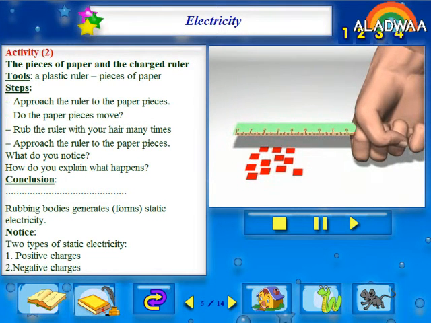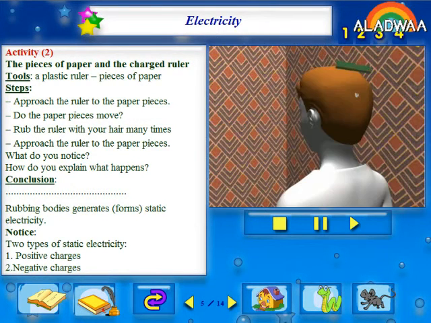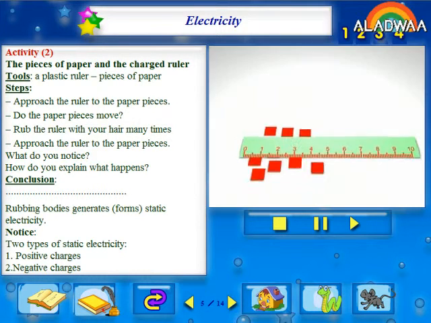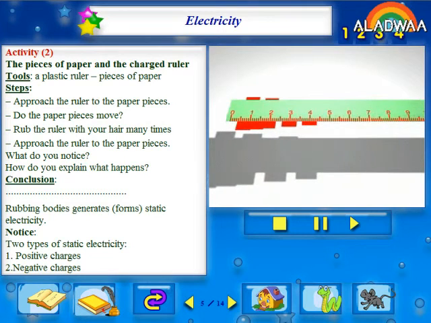Do the paper pieces move? Rub the ruler with your hair many times. Approach the ruler to the paper pieces. What do you notice? How do you explain what happens? Conclusion. You notice the attraction of the paper pieces only to the rubbed ruler.